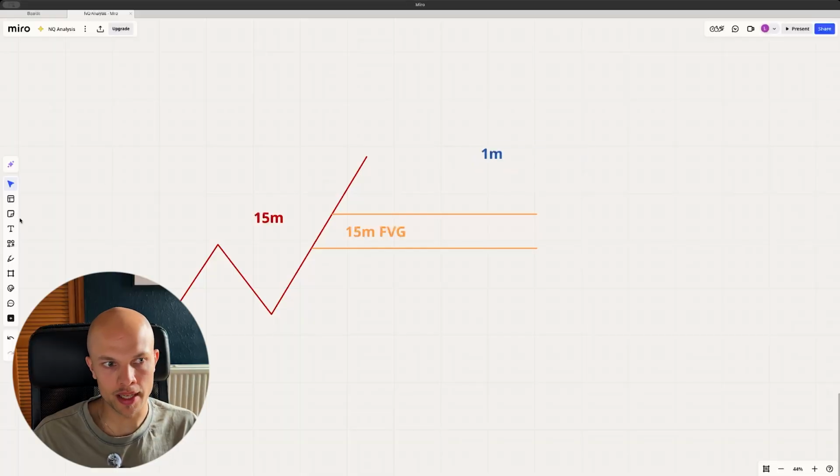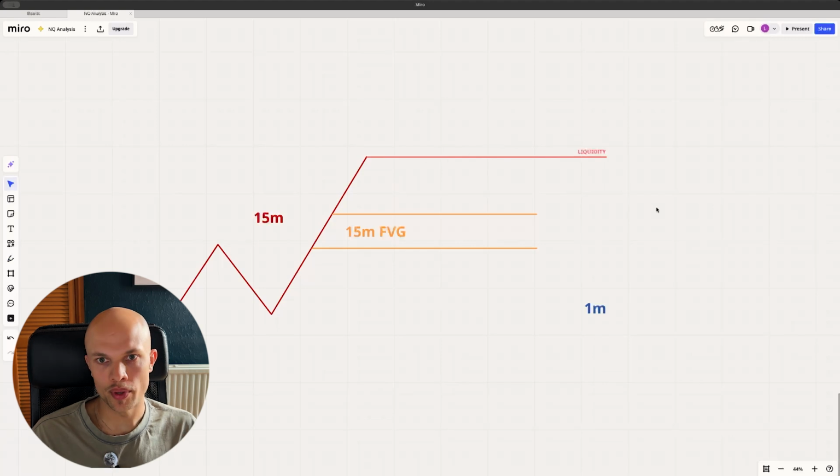On the 15-minute then, we are trending upwards. On the way up, we create this 15-minute fair value gap. But not only that, we create liquidity here for price to take. Now say, for example, this is a bullish scenario. We're not talking reversals, this is a purely bullish scenario, okay? So we have liquidity resting at the top. We have our liquidity here created by the 15-minute time frame. We have our 15-minute fair value gap.